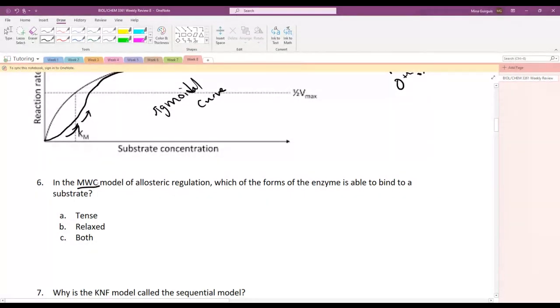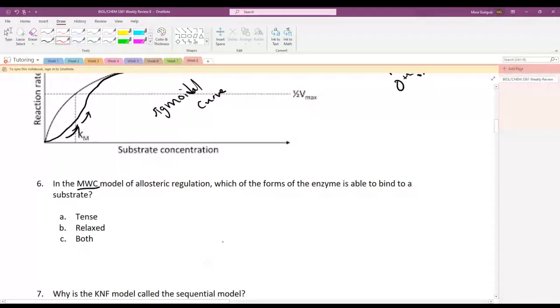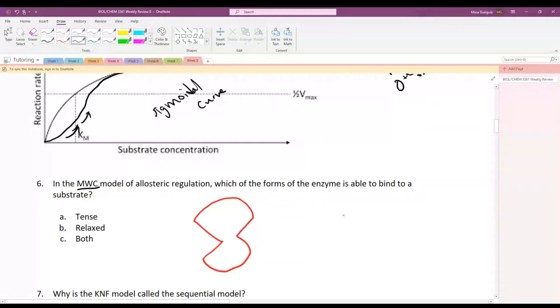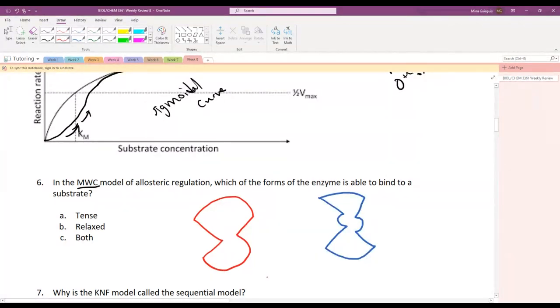So the MWC model of allosteric regulation says basically, I want to use different colors for this, that this enzyme has 2 forms, a tense form and a relaxed form. And see if I can draw this well. I think that's okay. We'll call the red one the relaxed form, R0, and the blue one the tense form, T0.